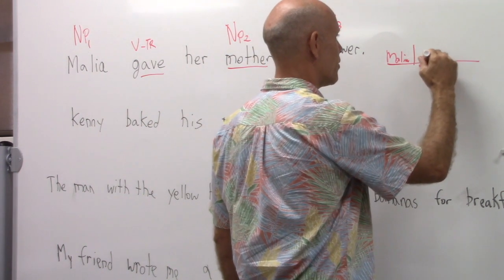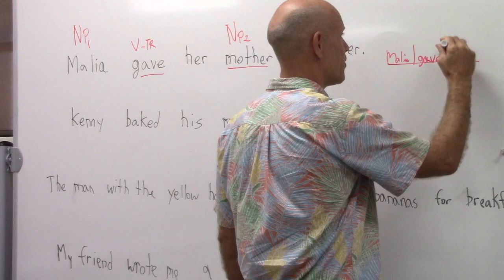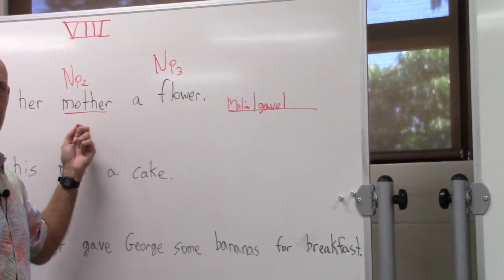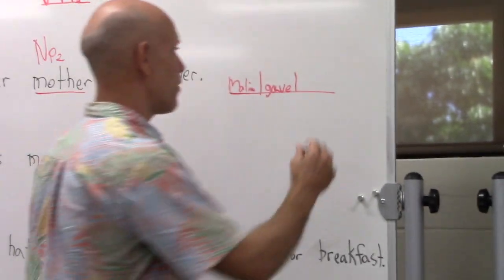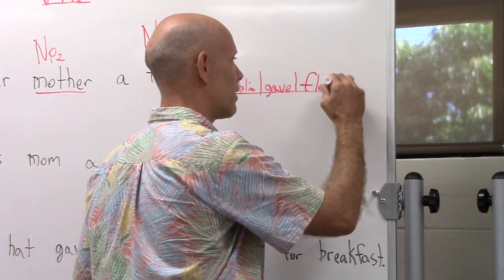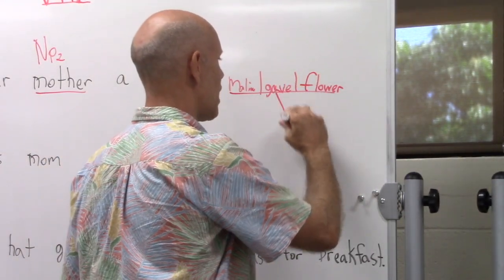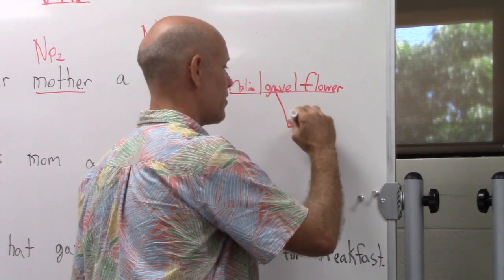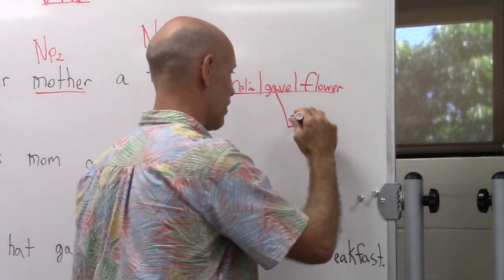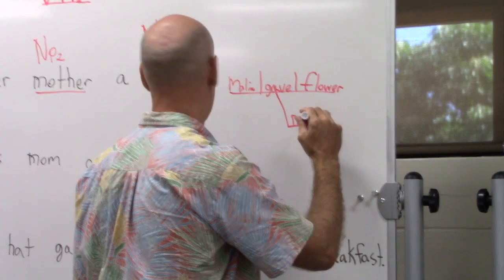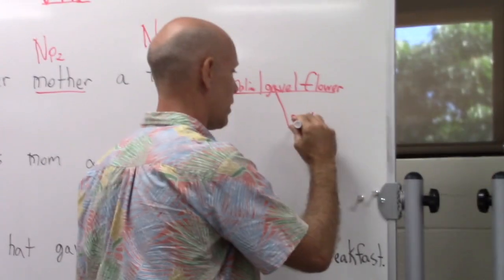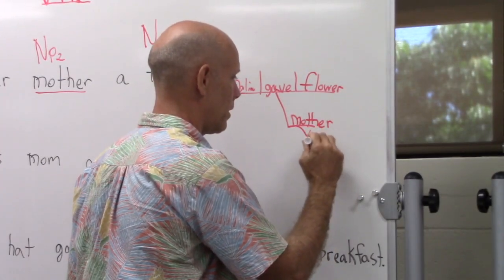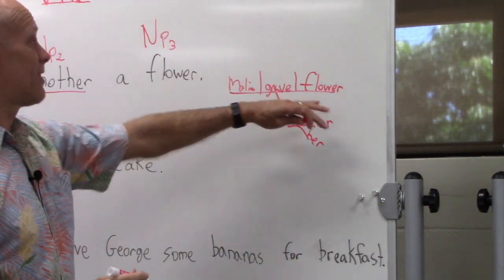Malaya, then we have a verb. Here's the thing now. Did she give the mother? No, she gave the flower. Okay, so the direct object, the flower, goes here. And then the mom is kind of diagrammed as an adverbial over here. So, her mom. Okay? So it looks like the 7 to this point.